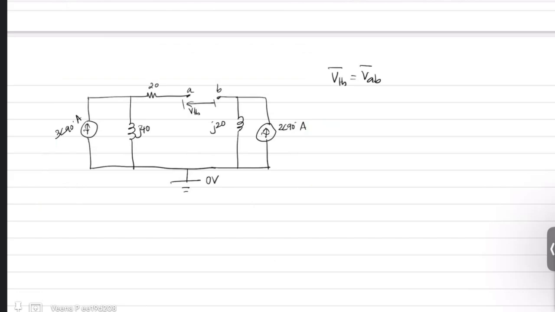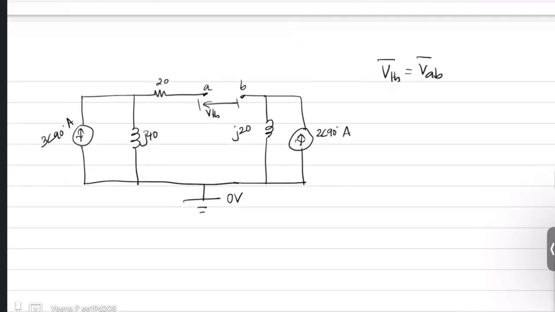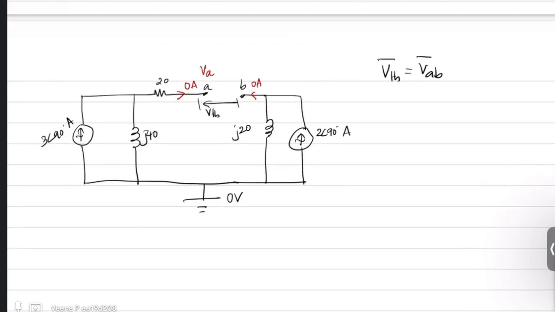Now, you know that this is open circuited, so the current through an open circuit is 0. So you don't have a current in this path as well as in this path. That means whatever is the potential at A, which is VA, the same will be the potential here because there is no drop across 20 ohms. Similarly, the potential at B is the same as the potential here.